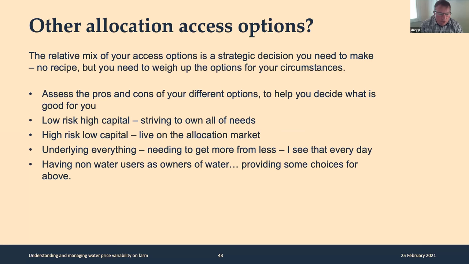So the mix that you have is your call. There's no recipe. You just need to weigh it through and work it through for your own circumstances. Assess the pros and cons. A low risk, high capital approach is striving to own all your needs, but we all won't be in a position to be able to do that. A high risk, low capital approach is to live on the allocation market. Sometimes that can work though. It obviously needs a lot more proactive management and capacity to handle those higher years, strategies to handle those really high years.